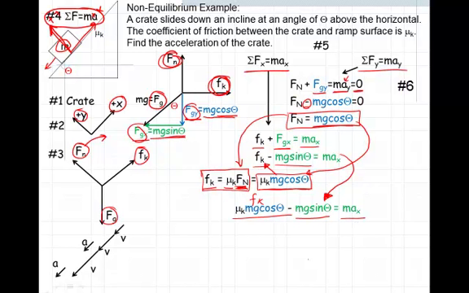Now notice that there's a term of m in each part of this equation. They each cancel and become this value for the acceleration. And that's it.